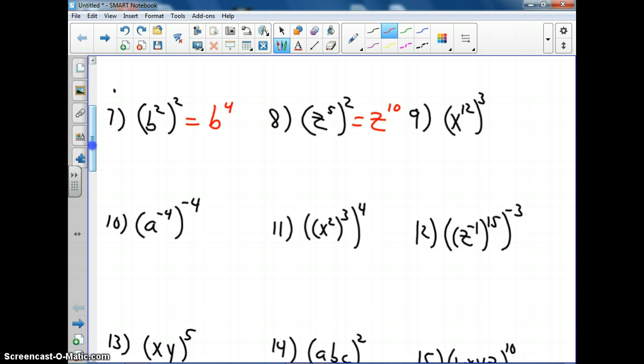X to the 12 to the 3rd, I'm sorry, I meant to say x to the 12 to the 3rd, would be x to the 36. X to the 36 is right. There you go. So far we're okay. Never lost.